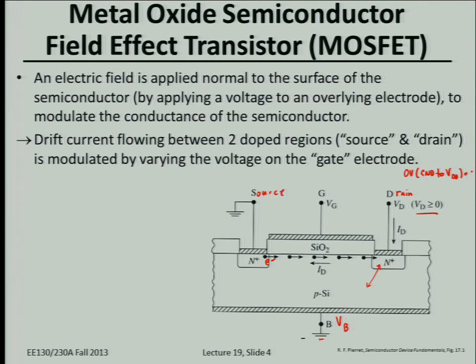Okay, so that means that you would actually like to bias the p-type side of the p-n junction at the highest possible bias, because you never want to forward bias this p-n junction diode. Okay? That's the simplest reason.